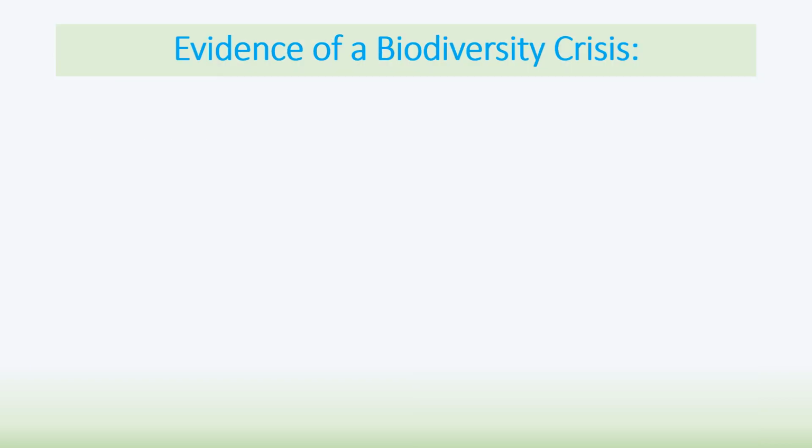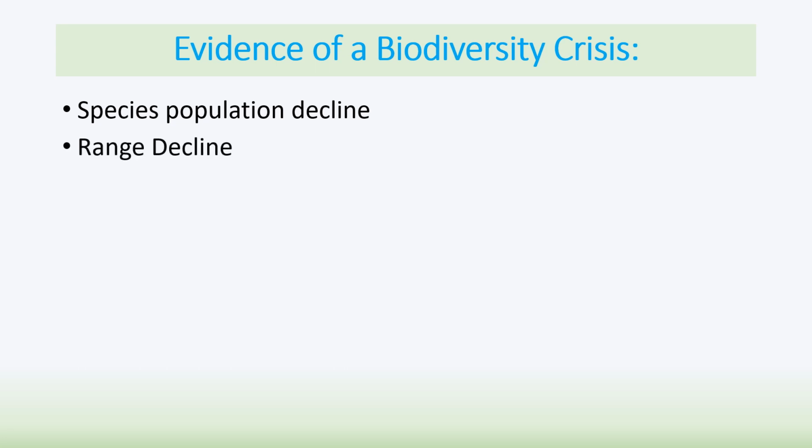So what is the evidence of this? You could be asked that question, and it's not a question you might necessarily think you know the answer to, but it is actually quite obvious when you see the list. Well, the evidence of the biodiversity crisis is that we have a high rate of species population decline. So we can see the numbers of species dropping rapidly around the world. We can see that the range of species is declining, so they're not existing in as wide areas as they used to, and they're found in much smaller areas now as a result.